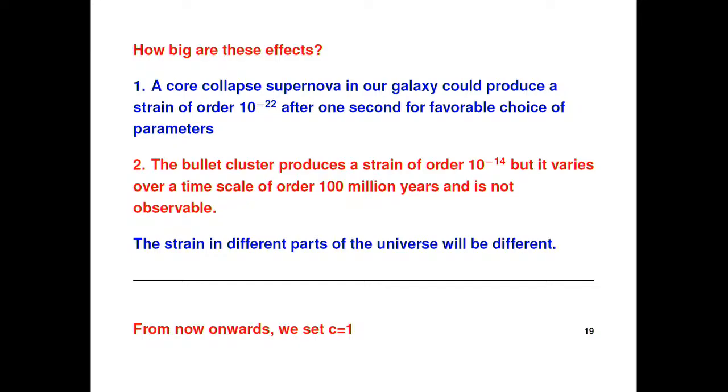The bullet cluster that I started with actually produces a strain that is much stronger, of order 10 to the minus 14. Maybe I should have said that LIGO can observe a strain of order 10 to the minus 21 today, and it will improve in the future. So it's on the borderline. This is much bigger than 10 to the minus 21, but unfortunately it varies over a time scale of order 100 million years. So it's not really possible to observe it today, because you cannot wait for 100 million years in a gravitational wave detector to see this.